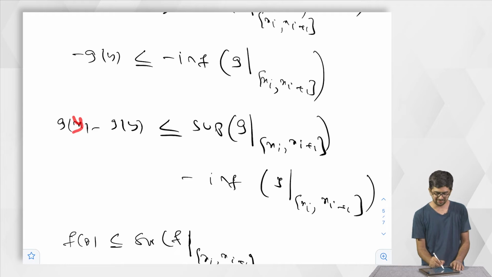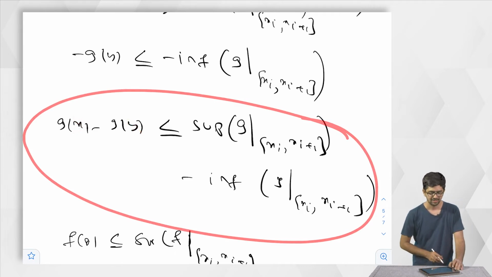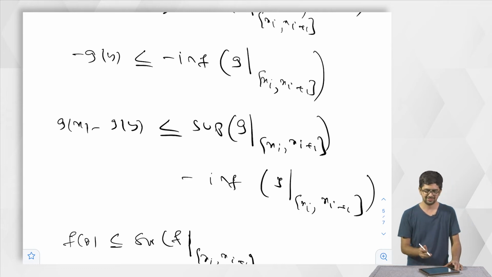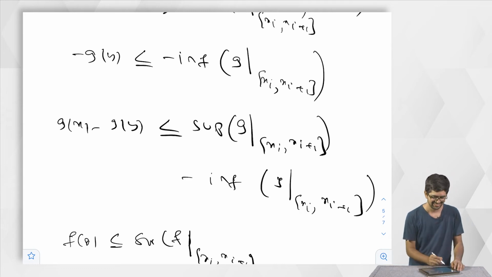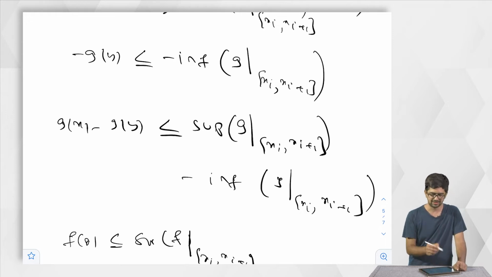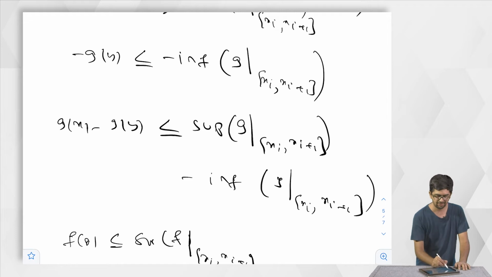Even if I put y here, x here, or x here, y here, it does not change this inequality. It may take some time, but that is the truth. Just spend some time and you will be able to realize what is happening here. This thing does not depend on what x and y are. If I put y here, x here, that is still true.